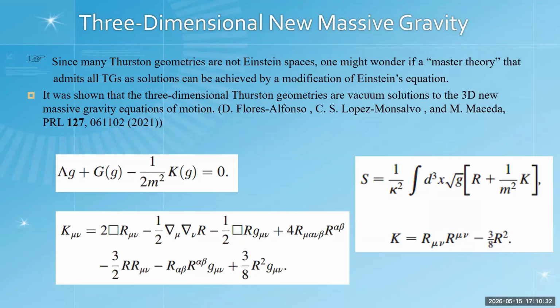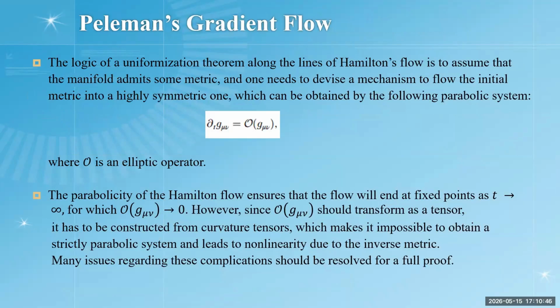And then the underlying action is given by this one. So this is the usual Einstein gravity, and then we have these higher order terms. The higher order terms are Ricci squared and Ricci scalar squared.